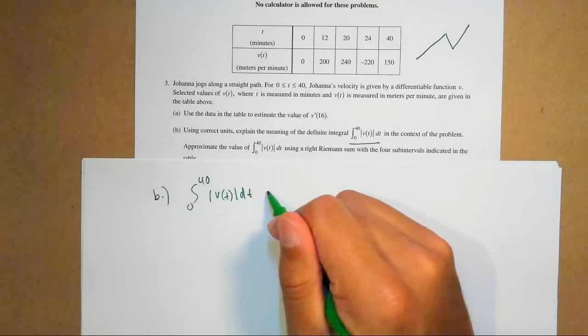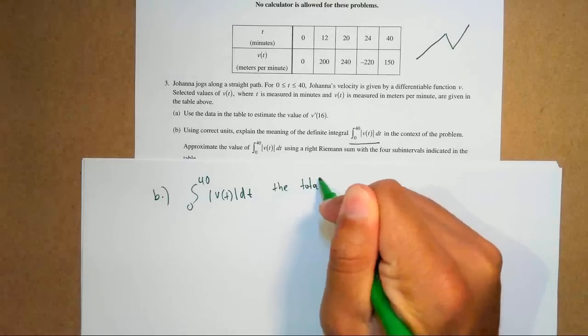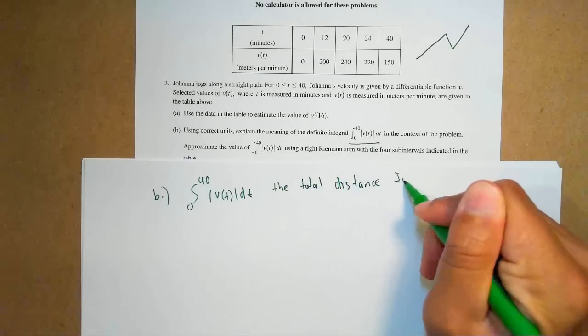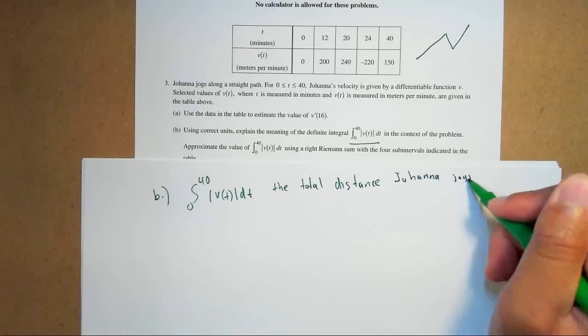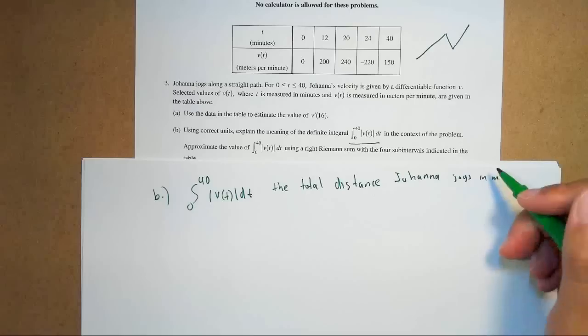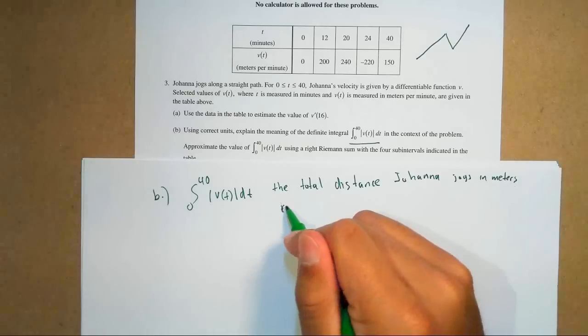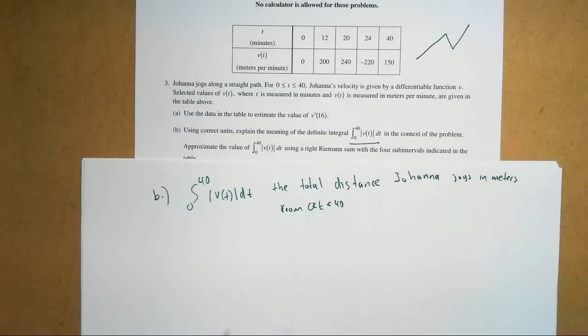this represents the total distance Johanna jogs, in meters, from time between 0 all the way to 40. And that's all you have to explain. Okay, and if you're able to do that, you get 1 point.